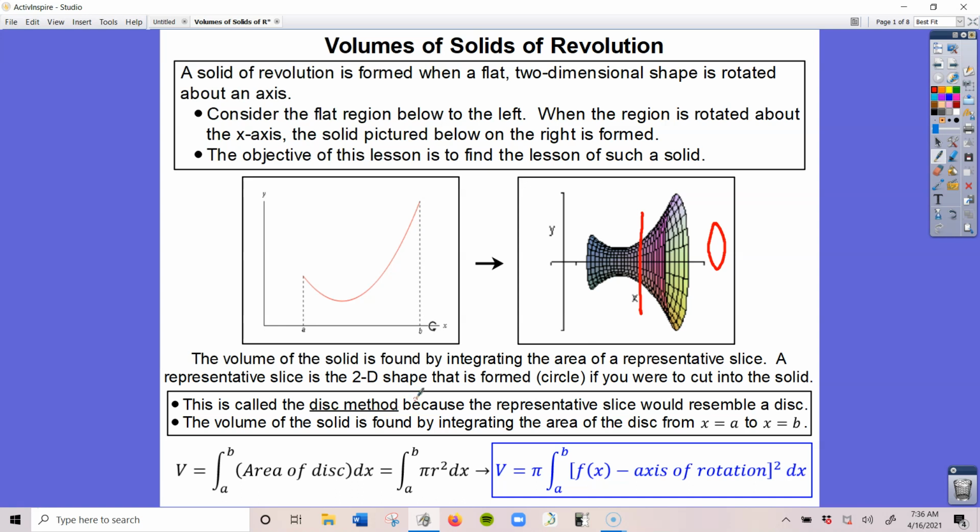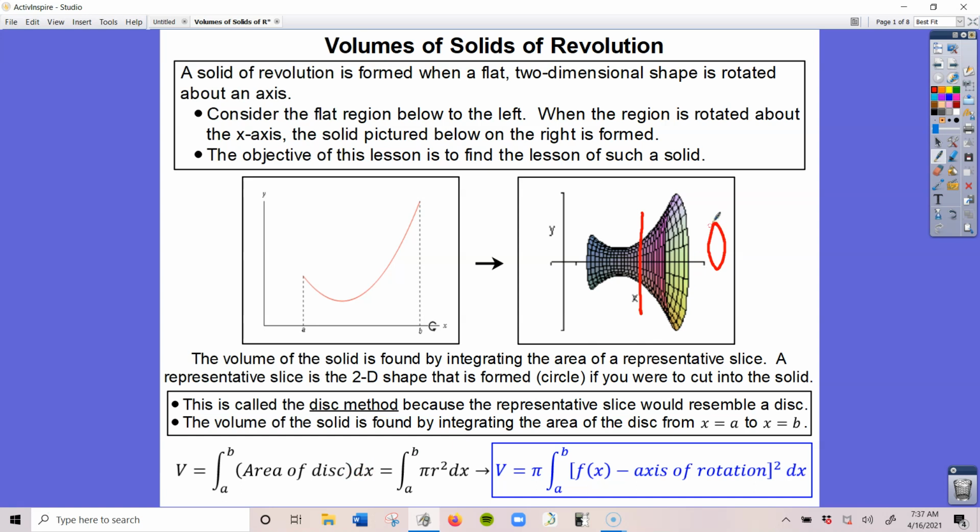And it's called the disk method because the representative slice would resemble a disk, which is exactly what we see here. The volume of the solid is then found by integrating the area of the disk from x equal to a to x equal to b. So this is the equation. Volume is equal to the integral from a to b of the area of the disk dx.